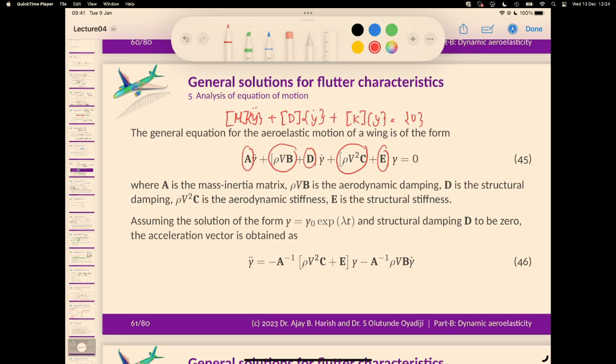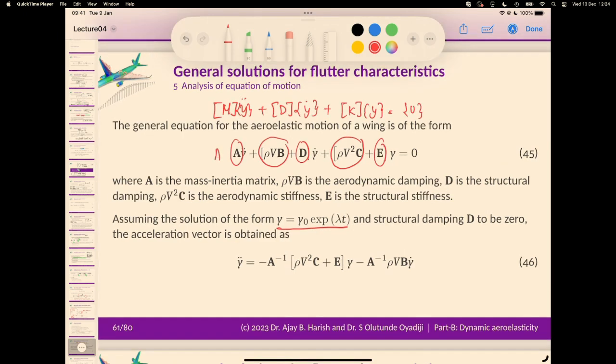So again, as always, we have assumed that our solution is some Y naught times e to the lambda t. And as usual, I assume that my mass matrix is positive definite, so its inverse always exists, so I just multiplied everything by A inverse on all sides. Without loss of generality, I've taken my structural damping to be zero. So I said my structure doesn't have damping in itself, maybe because of the aerodynamics some damping is coming into the picture, just to make our life easier, and we can write an equation for our accelerations.